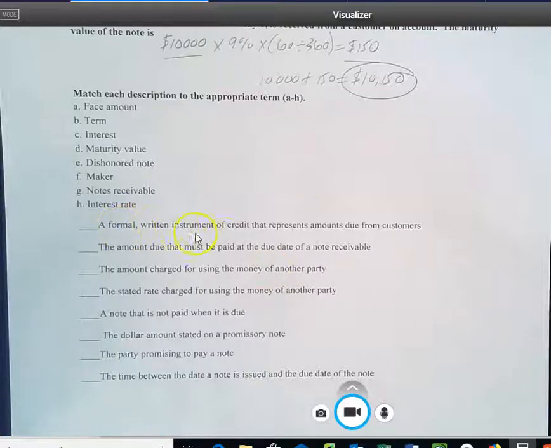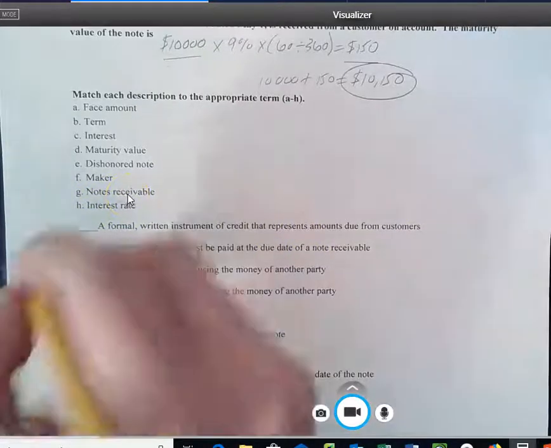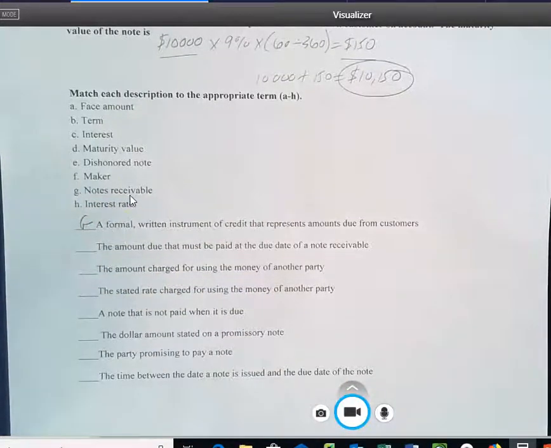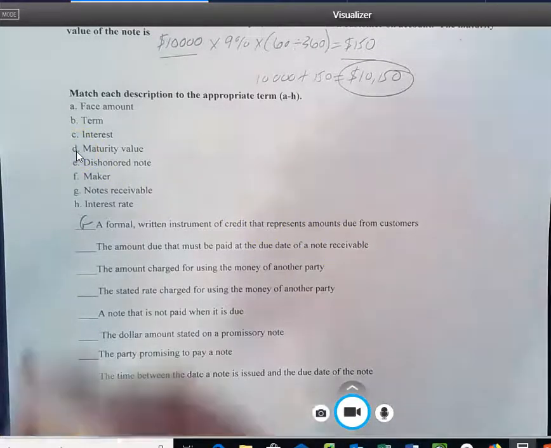A formal written instrument of credit that represents amounts due from customers. Well, that's what we've been talking about. That is G, a notes receivable. Next one, it says the amount due that must be paid at the due date of a note receivable. That is the face amount plus the interest. So that should be D, maturity value.